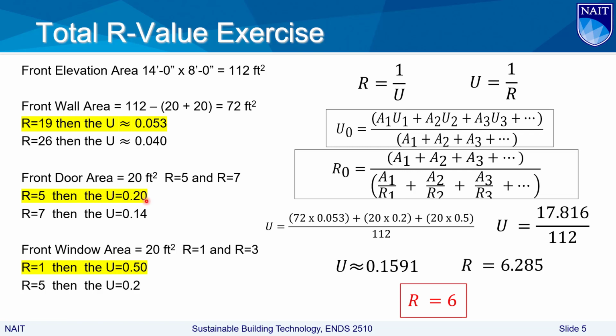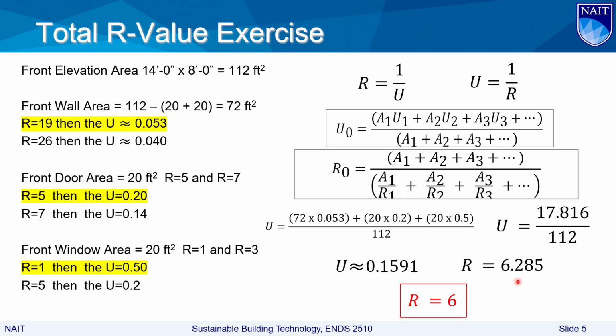the yellow highlighted numbers. When we put them in this formula, the 72 area is going to be times the U value. Here is the area, here is the U value, and then here is the area 20, and here is the U value, and then the area is 20 foot, and here is the U value. Doing this calculation over the total area of the frontage, the U value is going to be 17.816 over 112. Almost this U value will be that number. When we reverse that, this becomes 6.285.